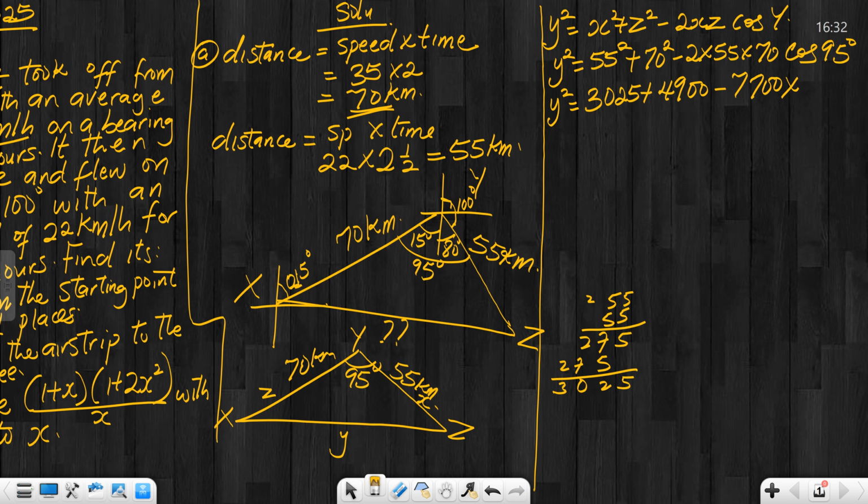Cos 95. You want to check what cos 95 will give us? Here I have cos 95, and that gives us minus 0.0872. So that is what we have. So now let's deal with this.